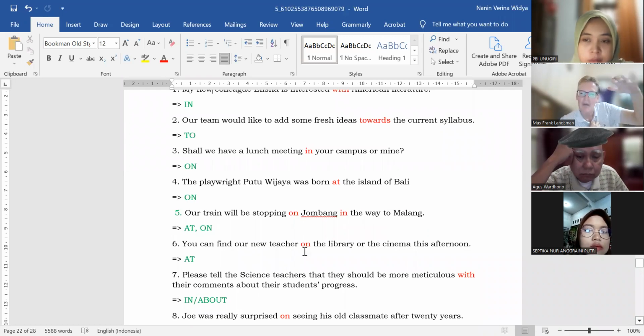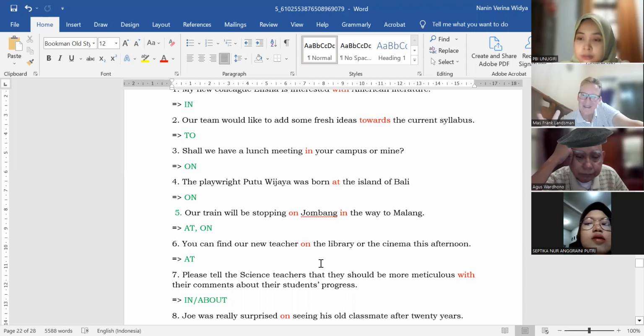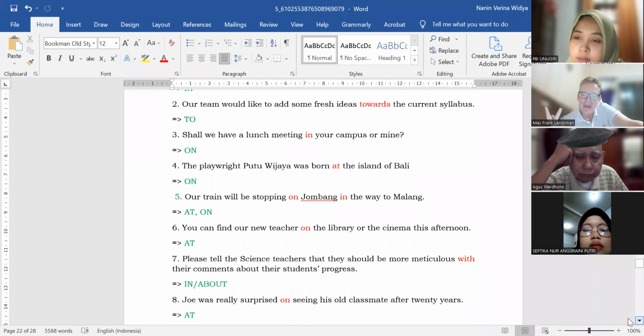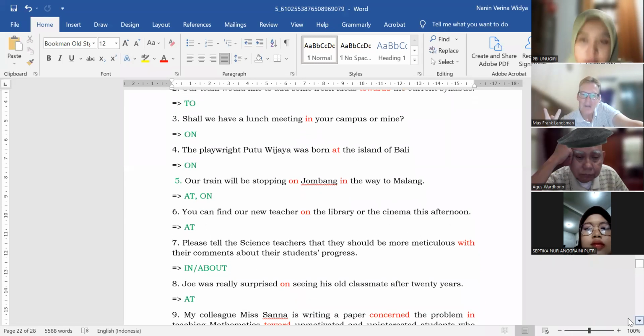They'll be on top of a mountain, yeah? On Mount Bromo, we took a photograph like Agus in the past with me. Our train will be stopping at. So when you travel, each station, each airport, each bus stop, and so on, you use the preposition at. So here, our train will be stopping at Jombang and then on the way to Malang, not in.